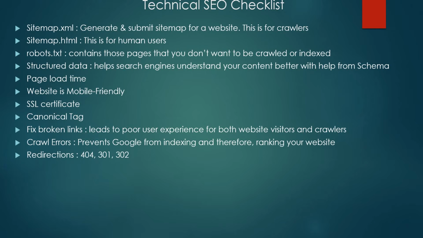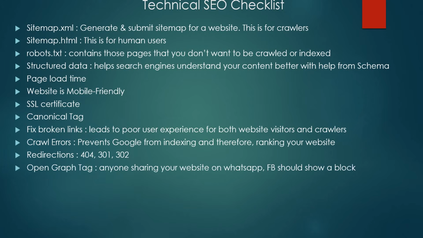And then you have redirections: 404, 301, 302. 301 and 302 are permanent and temporary redirections. 404 is when there's an error, right? You must have seen that when you type in a wrong URL, you get a 404 error. All right, and sometimes if the page is under maintenance, then it says that this page is under maintenance. So in those cases, you will put a 301 or a 302 redirection, right?